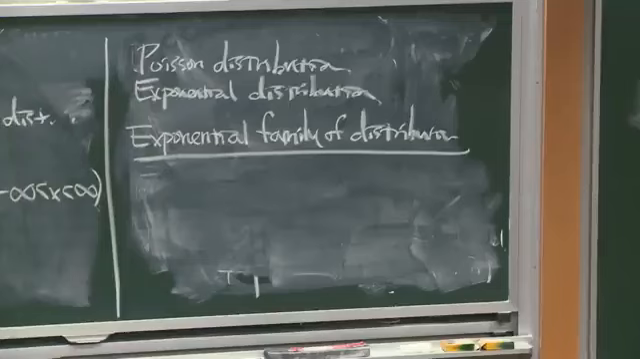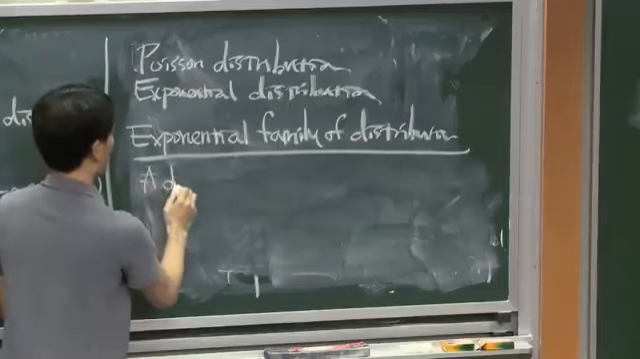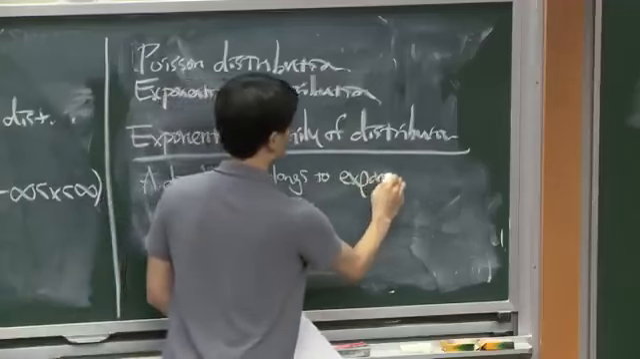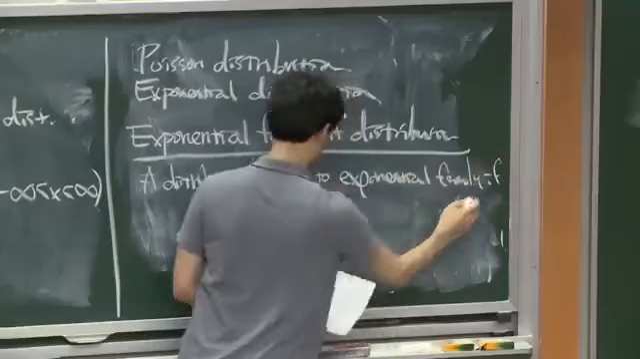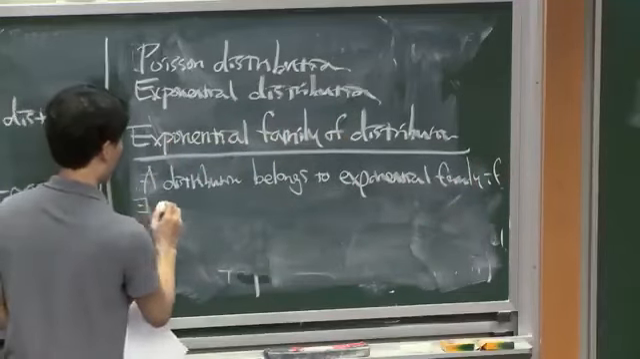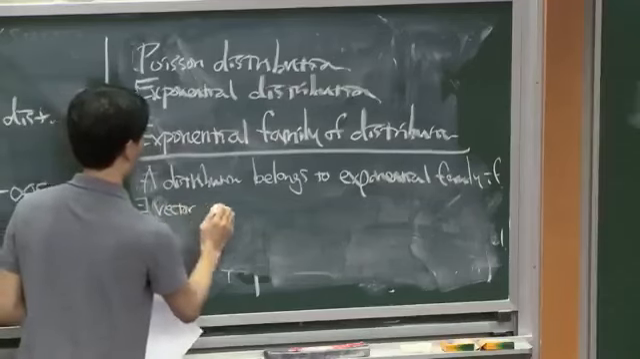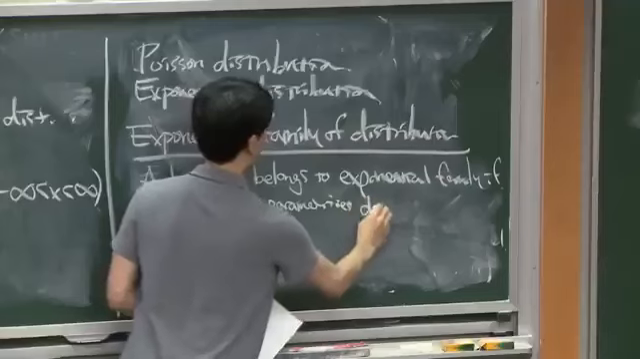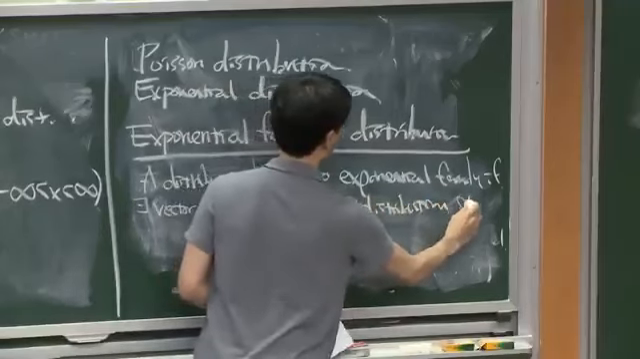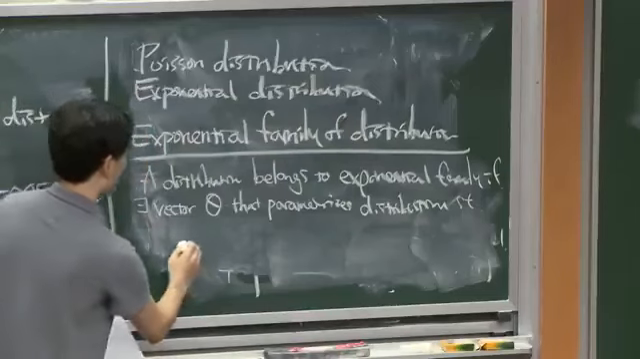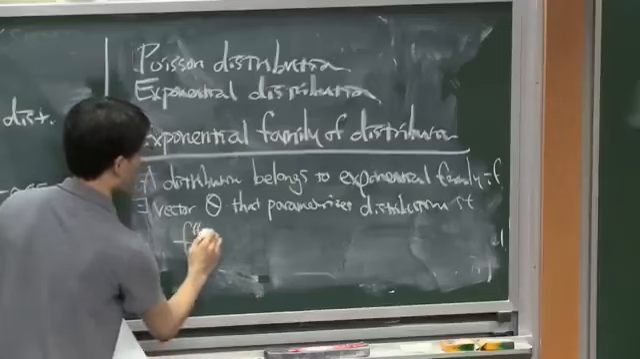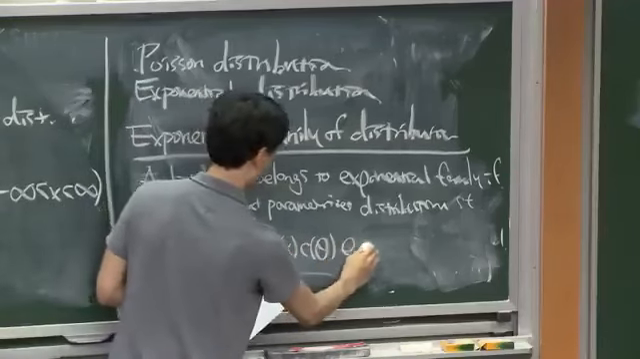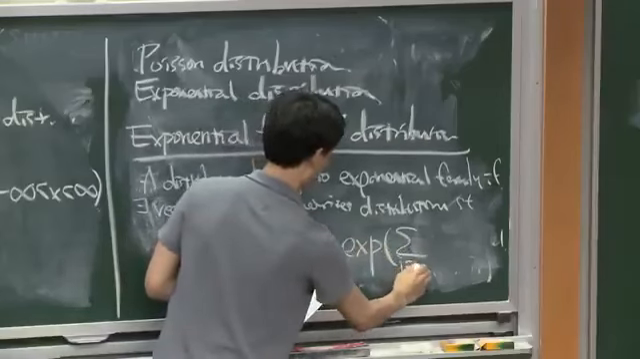Okay. So a distribution is said to belong to the exponential family if there exists a vector theta that parametrizes the distribution, such that the probability density function for this choice of parameter theta can be written as h of x times c of theta times exponent of sum from i equals 1 to k.